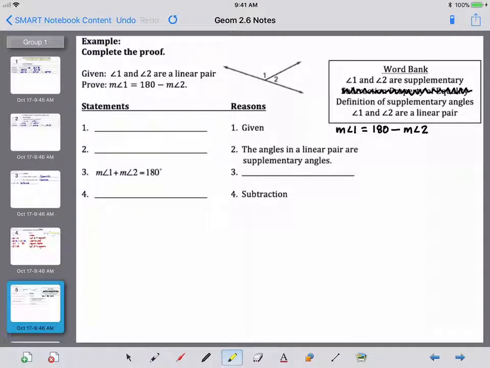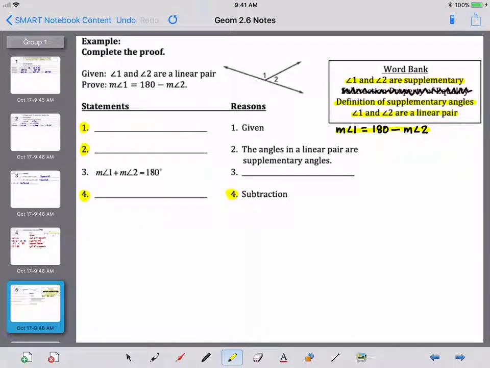Okay, so you have 4 choices over in your word bank. Angle 1 and angle 2 are supplementary. Definition of supplementary angles. Angle 1 and angle 2 are a linear pair, and that the measure of angle 1 equals 180 minus the measure of angle 2. So you need to figure out where those go in the proof.